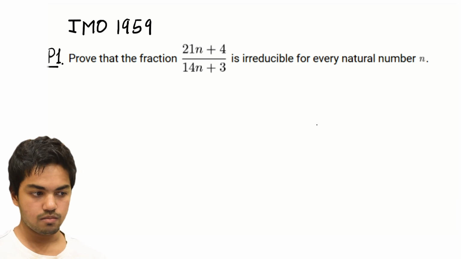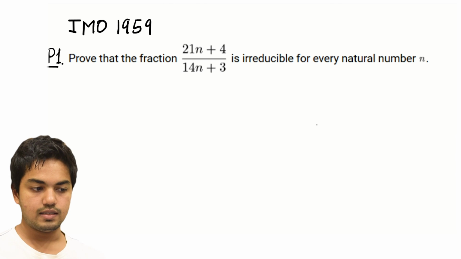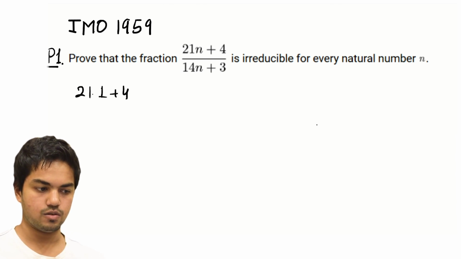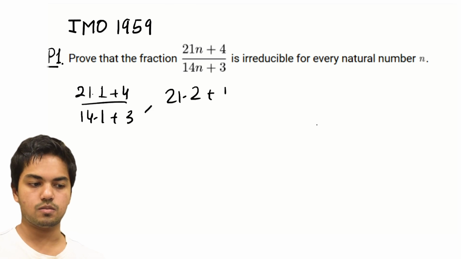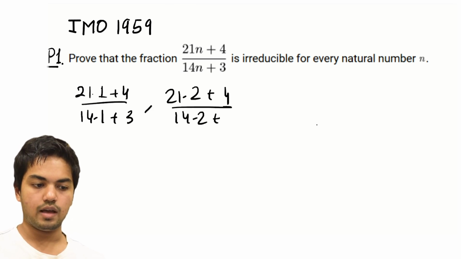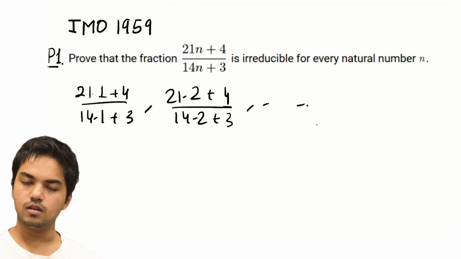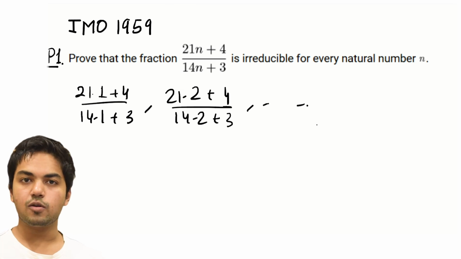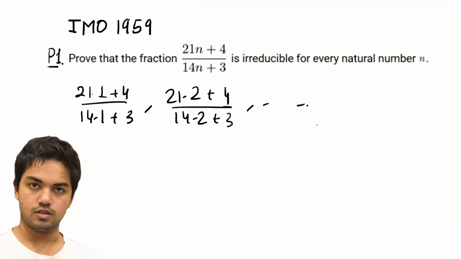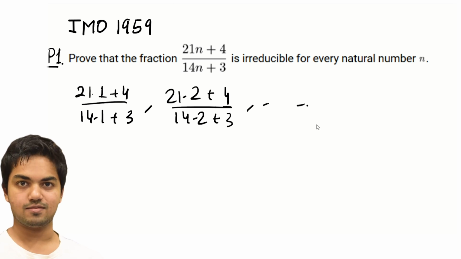So, you should take a moment to appreciate the scope of the problem. It's saying that every fraction in this sequence, (21·1 + 4)/(14·1 + 3), (21·2 + 4)/(14·2 + 3), and so on, every single one of these fractions is going to be irreducible. There's something remarkable about that. I would urge you at this point to pause the video and try the problem for yourself. So, you should try it.